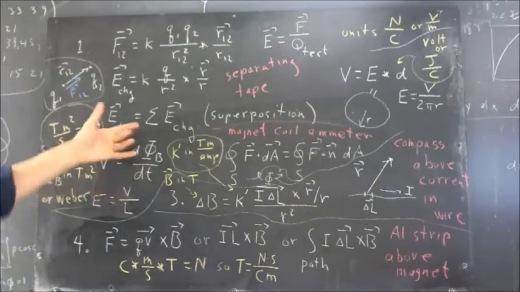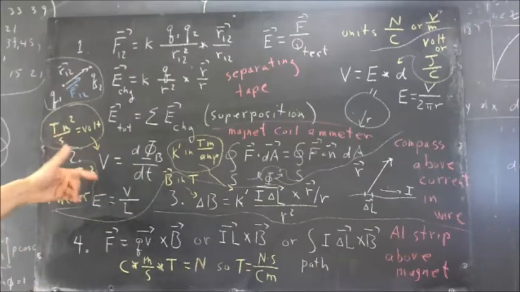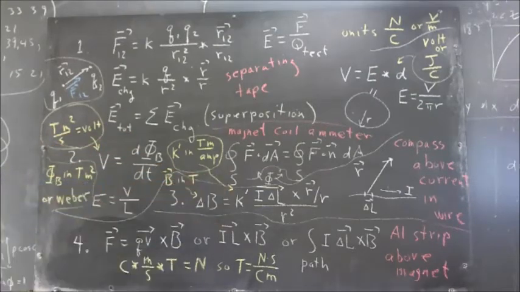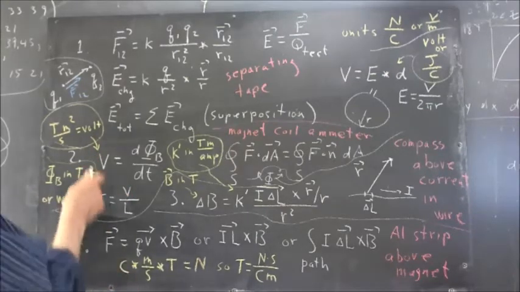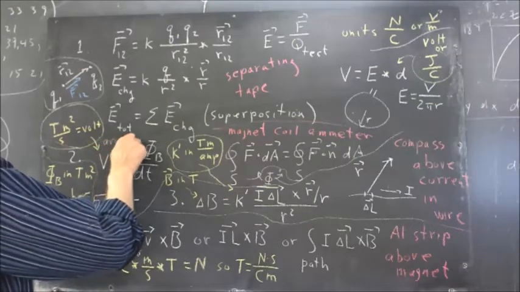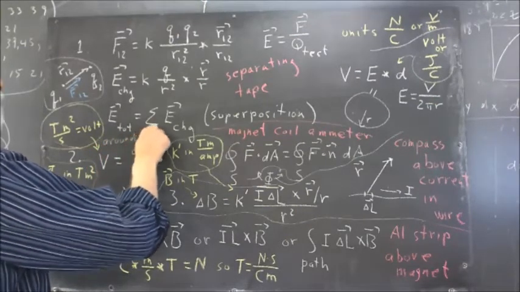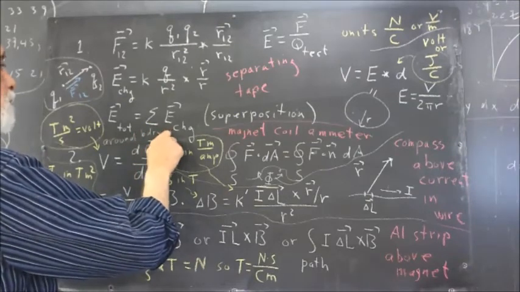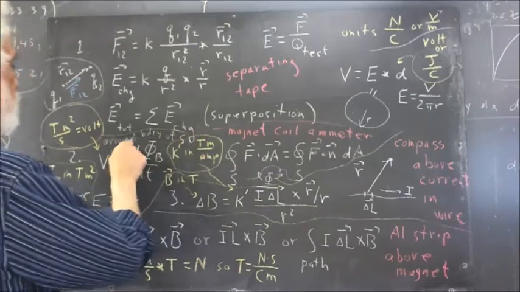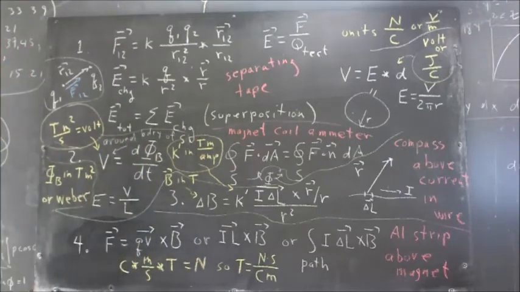Other flux changes will create different voltages. The voltage is around the boundary of the surface. So the voltage occurs around the circle. So maybe we ought to note that. That voltage is around the boundary of the surface.